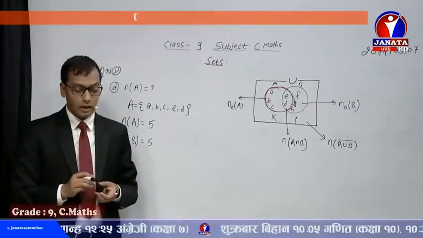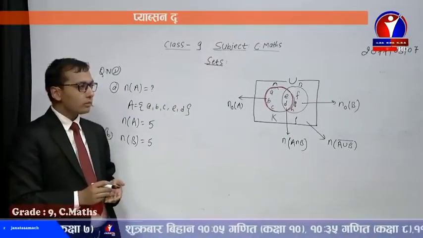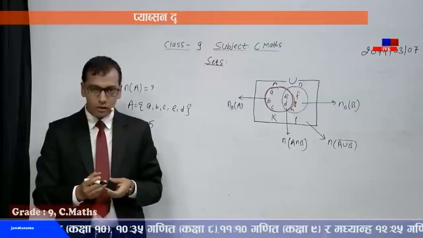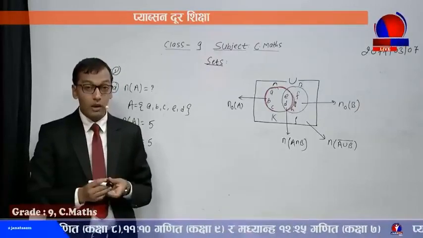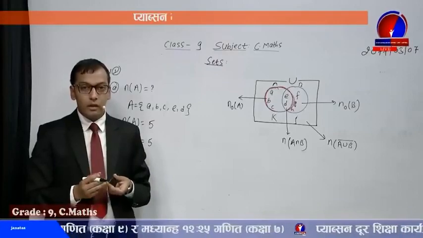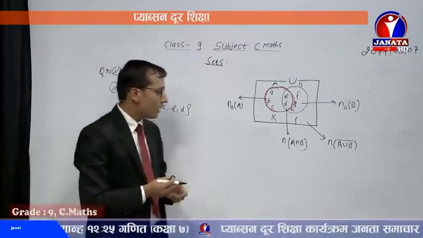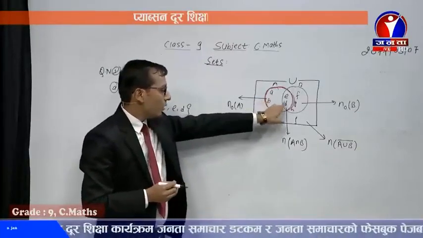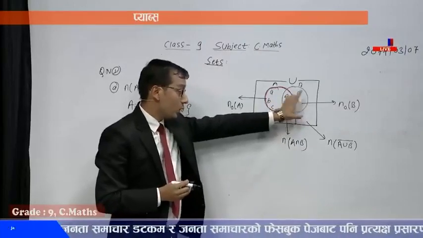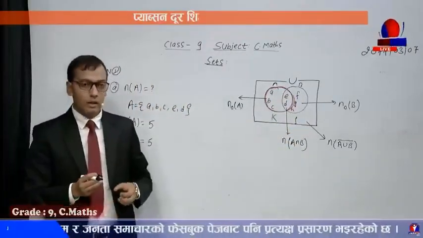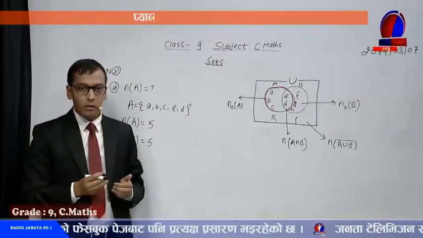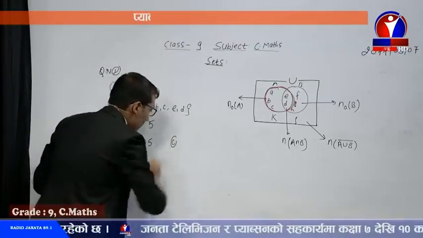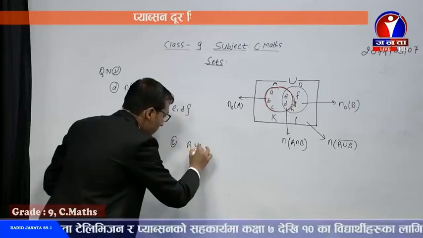Next is what is n of A union B. For that, first of all, let's identify the different regions under n of A union B. What are the different regions in A union B? I already mentioned it. A union B consists of three different regions: n only A, the intersection, and n only B. So under the universal set, there are three different regions that lie in A union B.